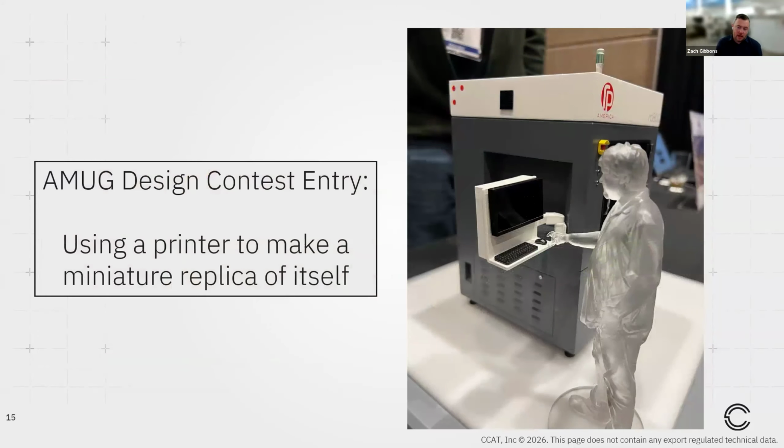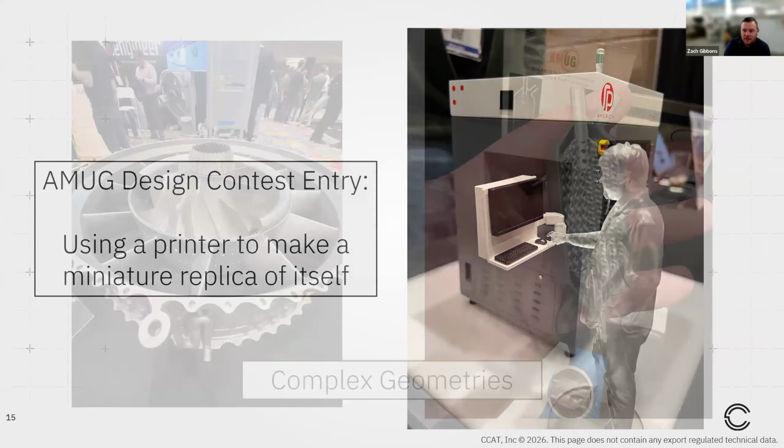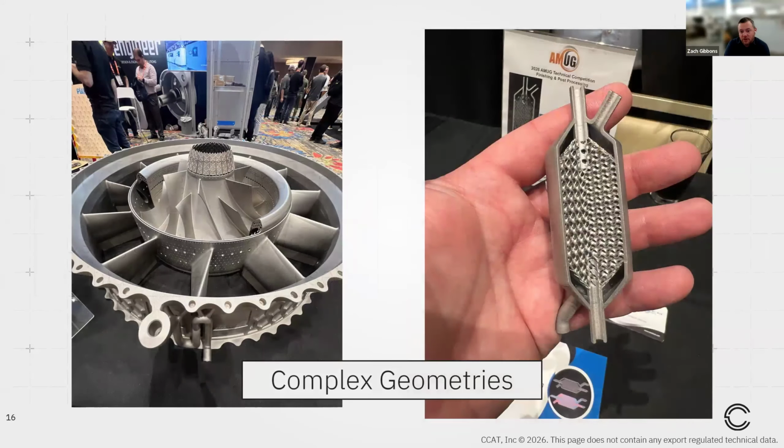Some design contest entries. For this one, the individual actually printed a model of themselves standing next to their printer. The printer itself is also printed. So we have a printer replicating itself in miniature form. There were plenty of examples on display of complex geometries. On the left, we see an aerospace flow path component. If we take a close look, we could see there are things like internal geometries that would be very difficult to manufacture another way. On the right side, we have a heat exchanger.